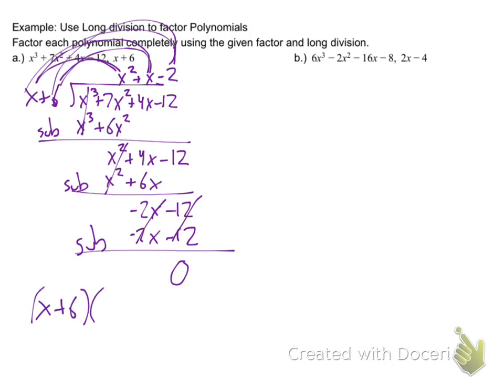It also means, ladies and gentlemen, that x plus 6 times x squared plus x minus 2 should equal the inside part. Because remember, if you multiply them back together, you should get the answer, right? You divided it. Why can't I multiply them? The question was asking us to factor this. You factored out x plus 6. Can you factor the x squared part now?